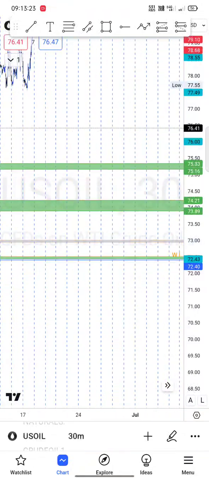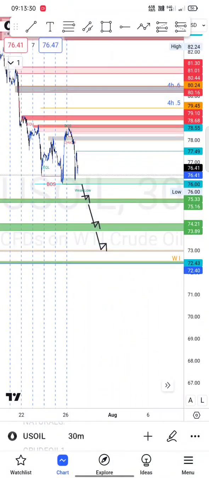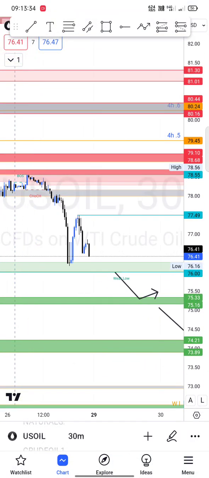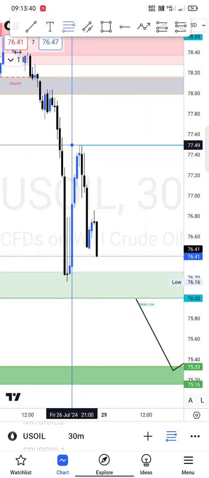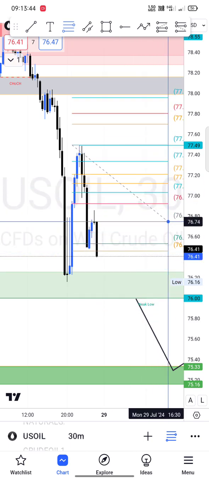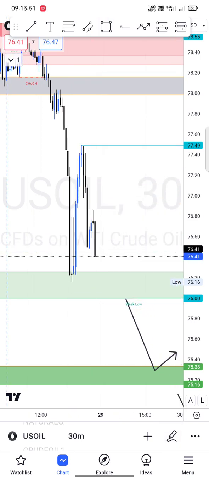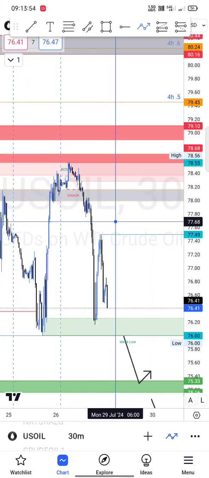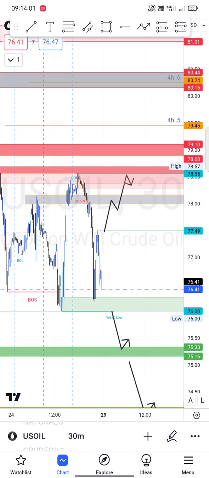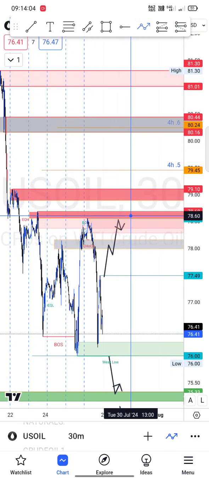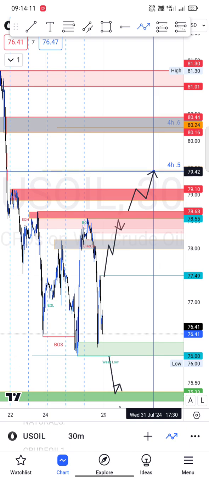So don't miss this impulse retest area. Okay, if the highest break, our first target is here, mark correction, then next target here, and if this series break, our next target is this correction, and here.